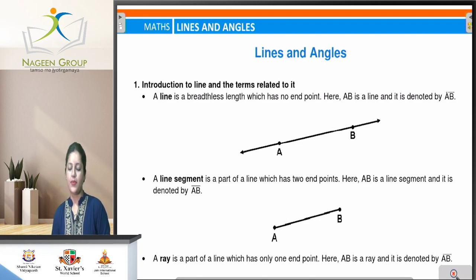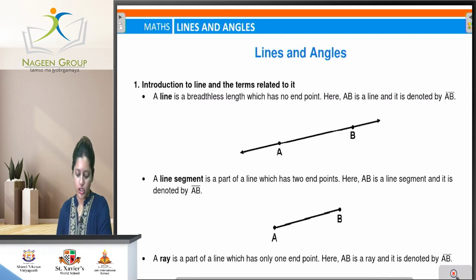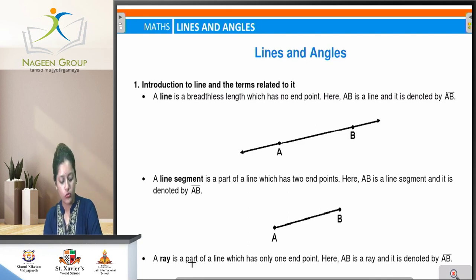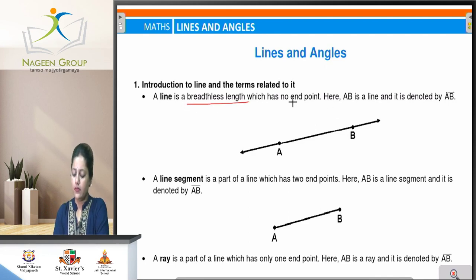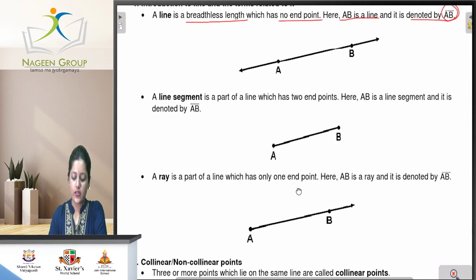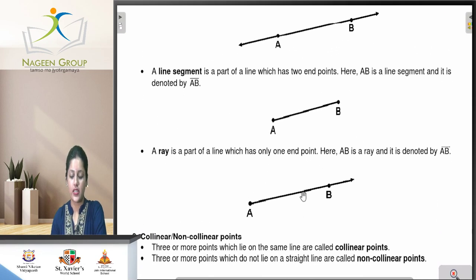First of all, the chapter name is Lines and Angles. The first point gives the introduction to lines and the terms related to it. A line is a breadthless length which has no end point. AB is a line and it is denoted by this symbol. You can also see a diagram on the screen.